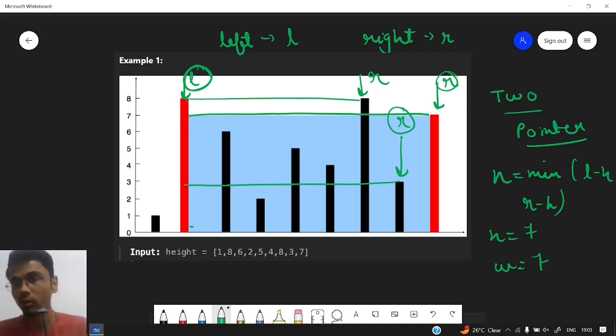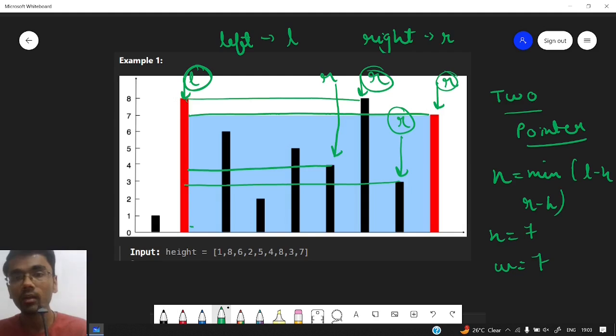Again we will compare what is the minimum height, left height or right height. We will see in this case both are same. So let's say we move our right pointer. So our right pointer is now here. Again we will compute the total amount of water stored by these two lines. Again we will compare it with the maximum, and so on and so forth.